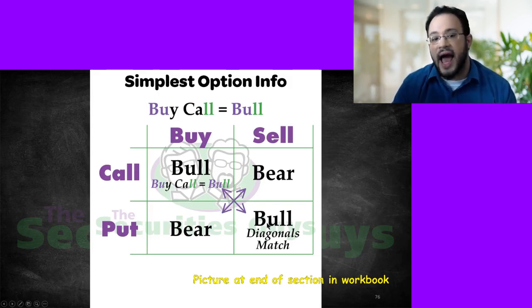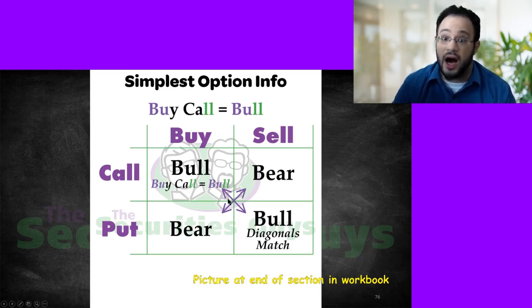So whatever's diagonal from buy call, in this case the sell put, change both of them, you get the same thing. Double negatives, you could think of them. The other two are going to be the bears. They're going to be the ones that are betting down. Bulls are betting up.